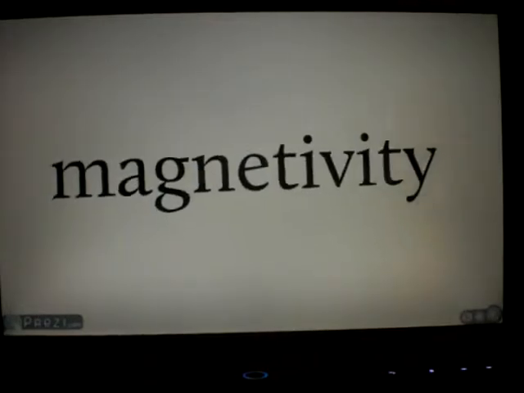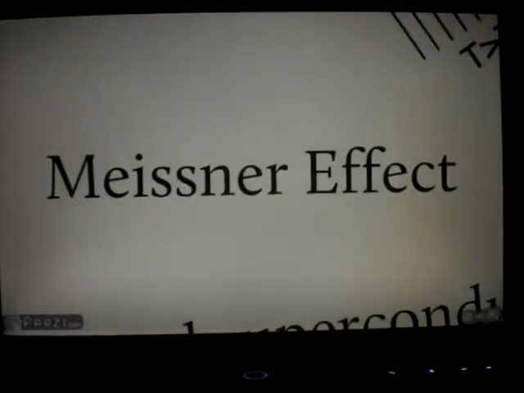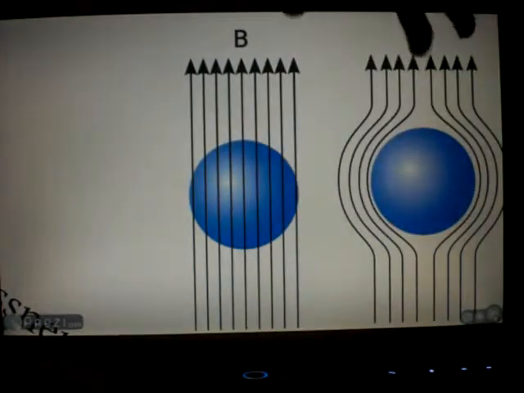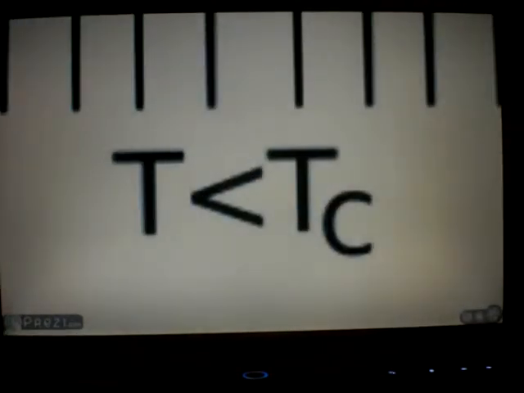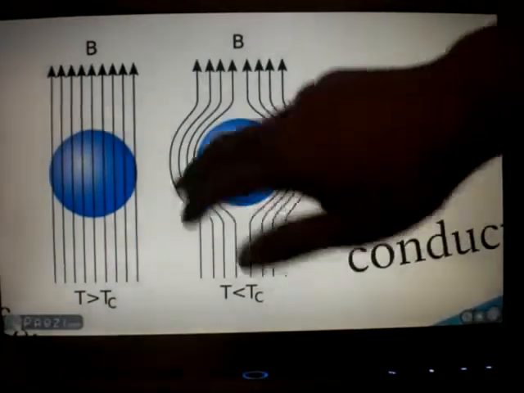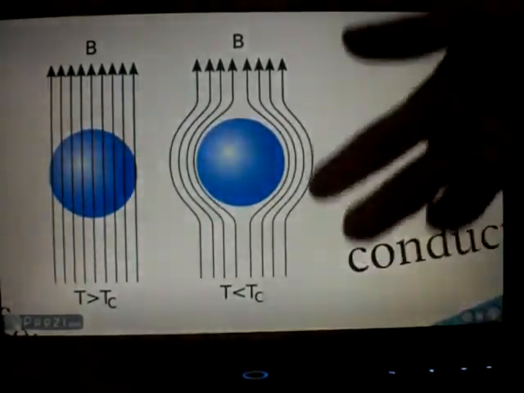Onto magnetivity. So there's an important effect of materials when at low temperatures. It's the Meissner effect. So this is before: when a temperature is above the critical temperature of a material, the magnetic field just goes through the material. It doesn't stop. However, when the temperature is below the critical temperature of a material, then you'll notice that the magnetic field here is repulsed by the material, meaning that it basically goes around it, if you will.